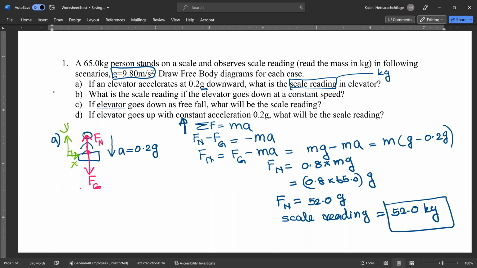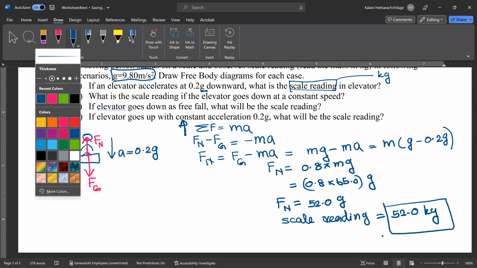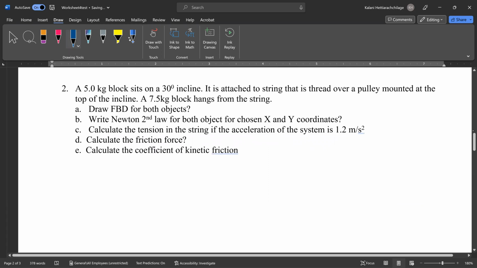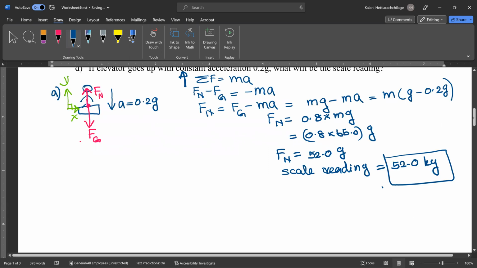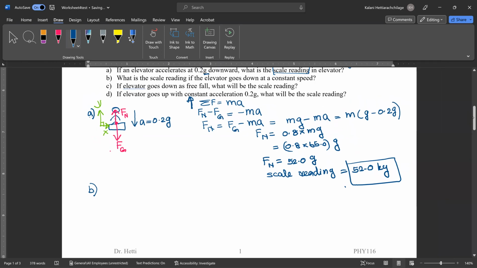That is your final answer. The important thing is that when the elevator goes in the downward direction, what happens to your mass reading? It is less than the real mass outside the elevator. Okay, so now we're going to do the same thing for B. I will reduce the number of steps because I did the detailed calculation for the first part, and since it is almost the same for the other parts, we're going to do it quickly. B is asking: what is the scale reading if the elevator goes down at a constant speed?